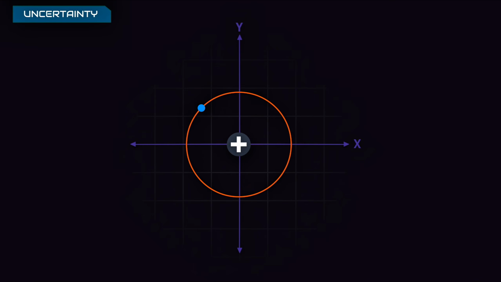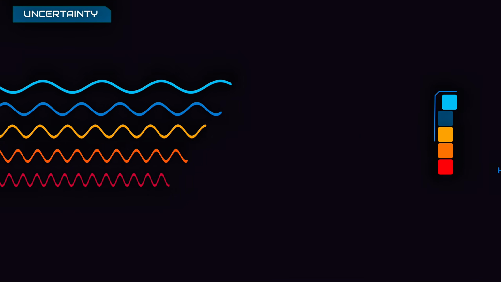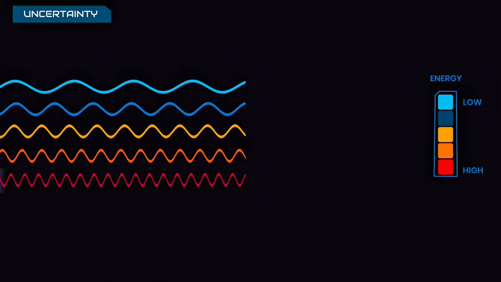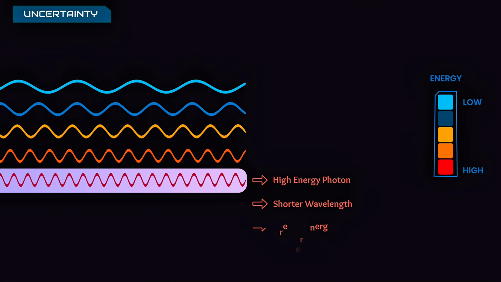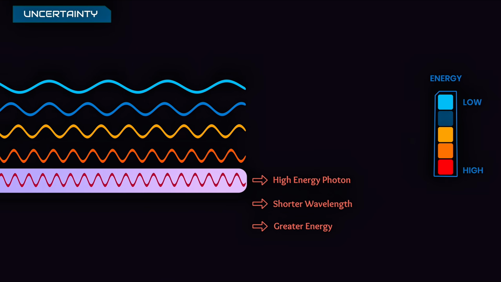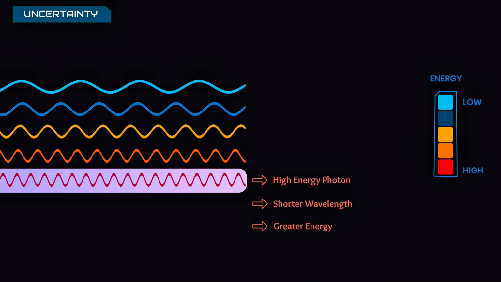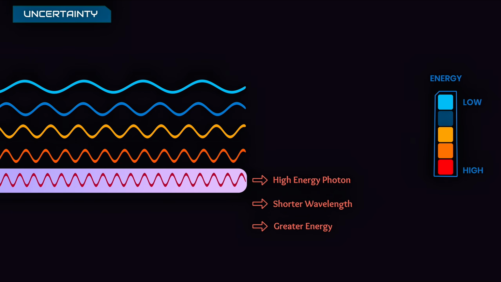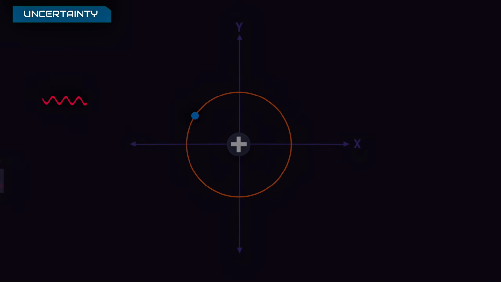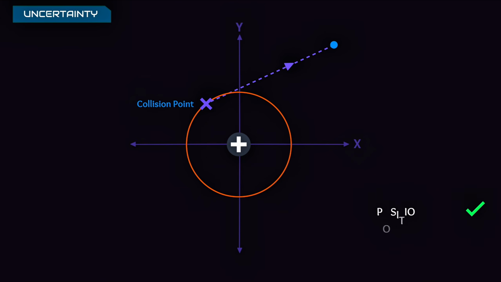If we want to measure its position, a high-energy photon must collide with the electron. A high-energy photon has a shorter wavelength and greater energy. So when it collides with an electron, we can determine the electron's position more precisely. This is because a shorter wavelength photon can resolve smaller details. When a photon collides with an electron, we can pinpoint the collision point, allowing us to know where the electron was during the interaction. This lets us determine the electron's position.